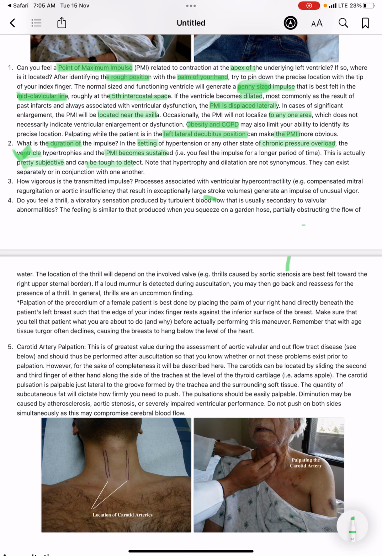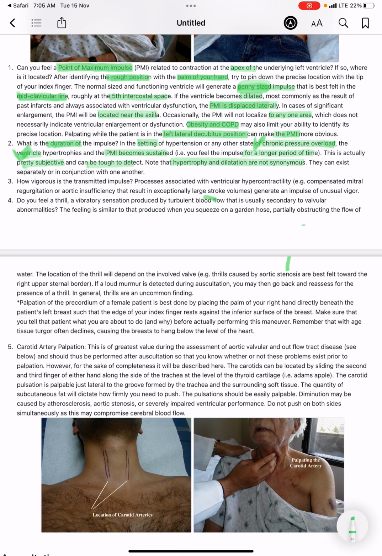You feel the impulse for a longer period of time in cases of hypertension or a state of chronic pressure overload. So this is actually pretty subjective and can be tough to detect. Note that hypertrophy and dilatation are not synonymous. They can exist separately or in conjunction with one another.